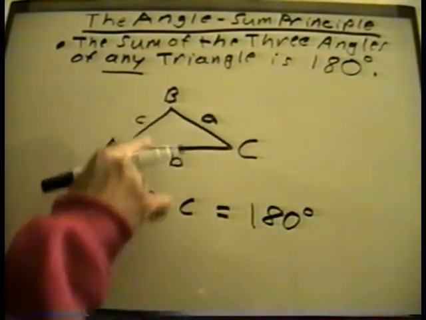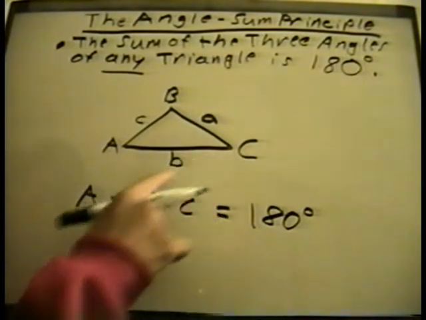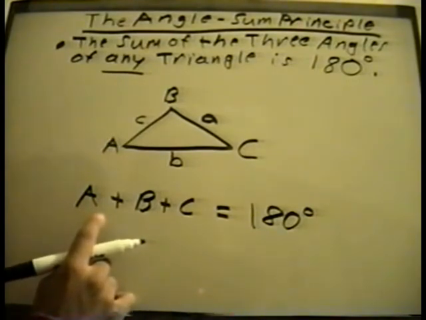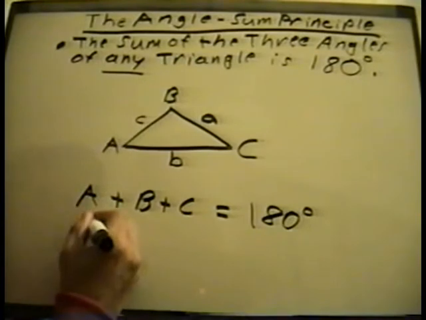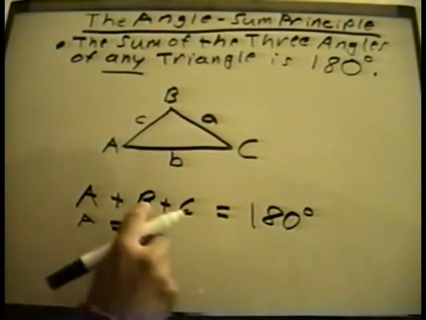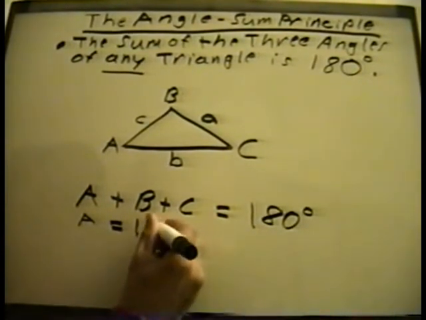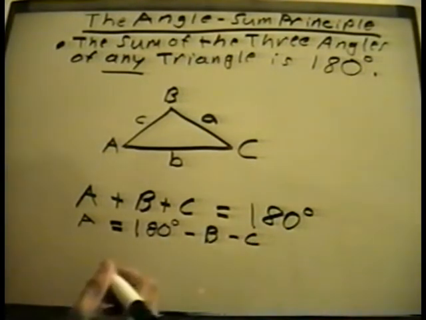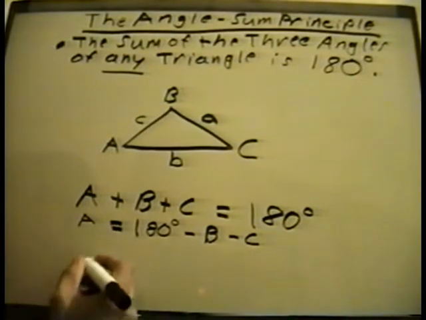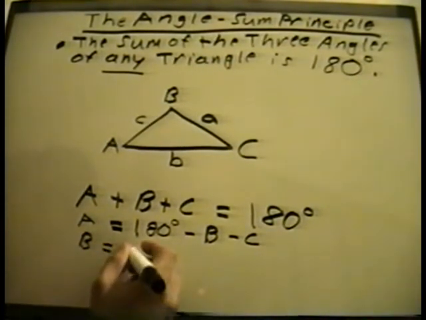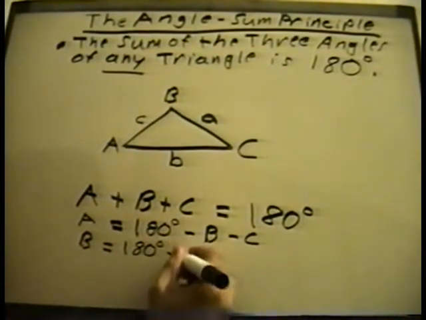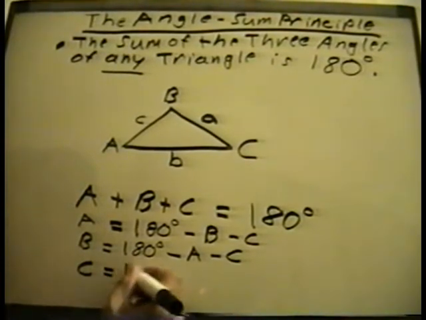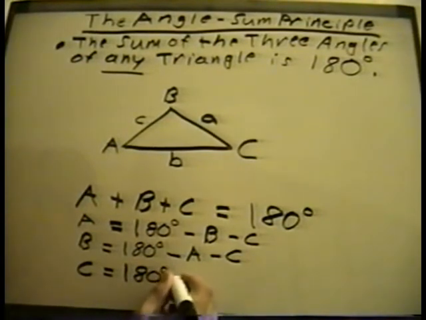Now, if we wanted to find the value of one of these angles, A, B, or C, we'll simply have to isolate the variable. So if we wanted to know A's value, we will subtract both B and C from both sides. So that's how you would find angle A. Of course, for angle B, you will subtract both A and C from both sides. For angle C, you subtract both angles A and B from both sides of the equation.